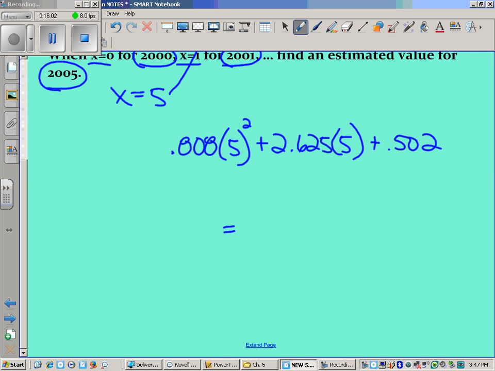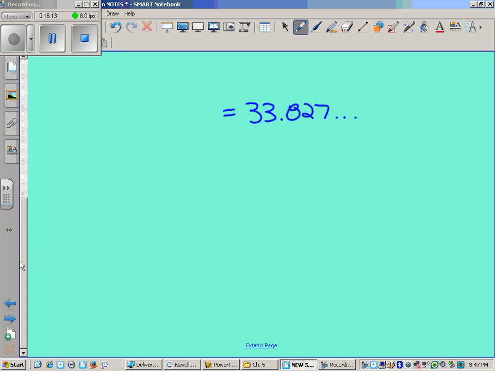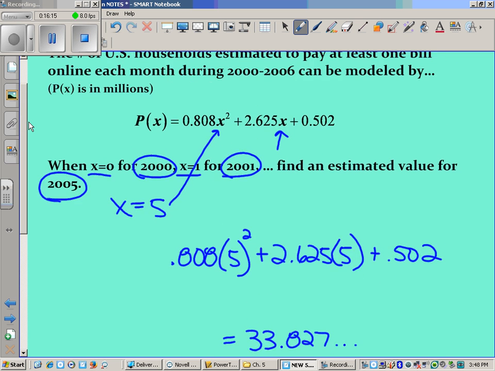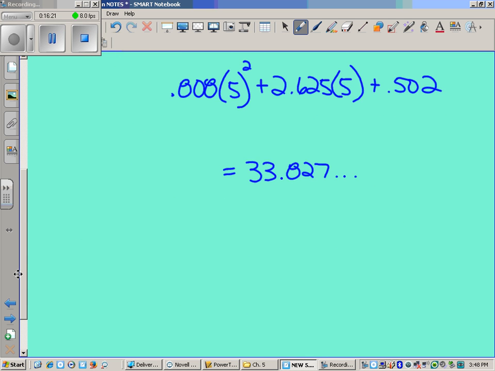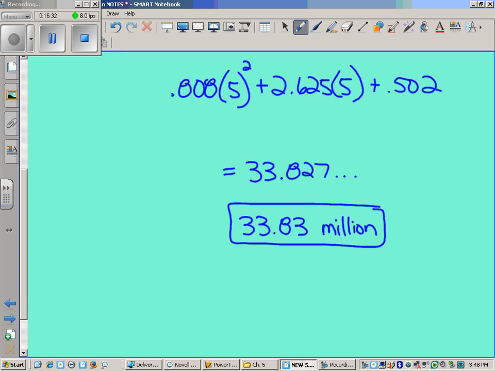Five squared, 25 times 0.808 plus 2.625 times 5 plus 0.502. You should get 33.827, and so on. If we're talking about people, and in this problem, weren't we talking about millions of people? So how would we say this number in millions? Would we say normally 33.83 million people paid at least one bill online in 2005? Or I guess this would be million households.